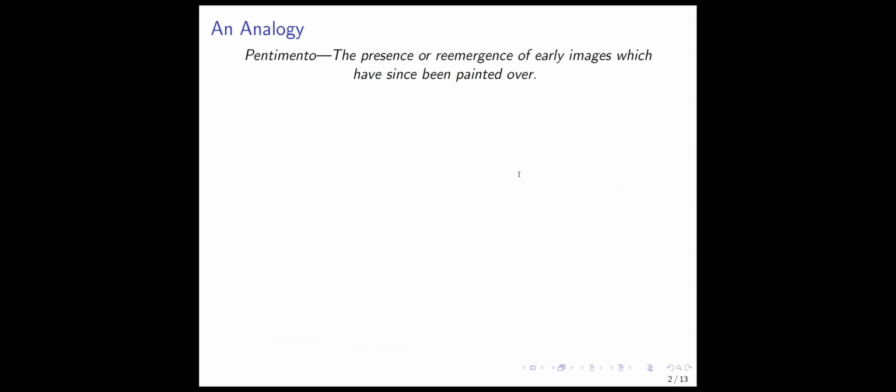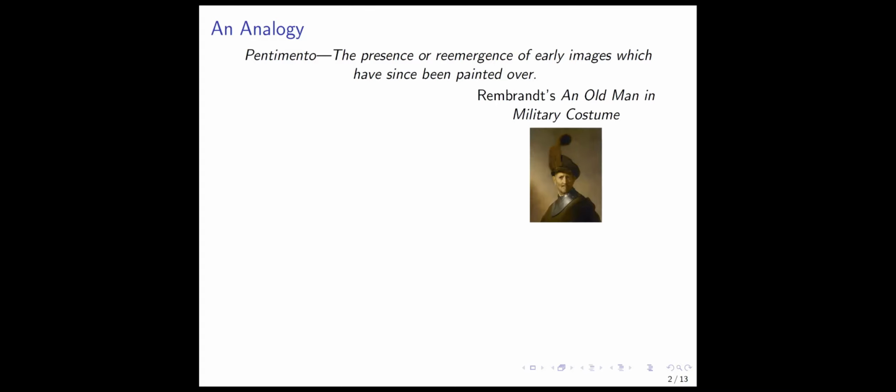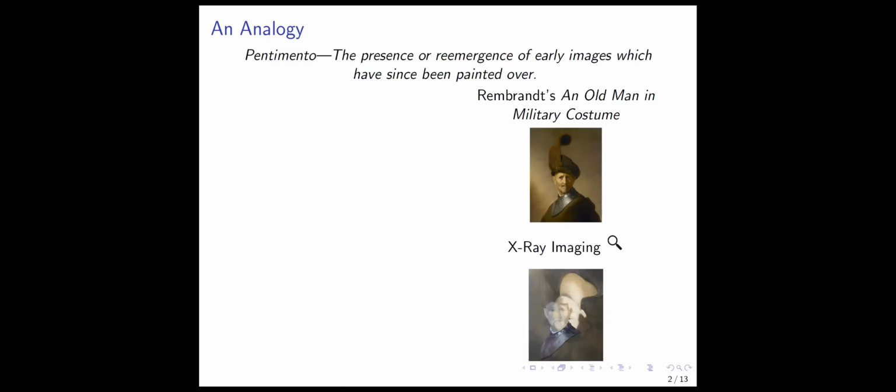So I'll begin with an analogy because I think it's a helpful way to understand the work that we're trying to do here. A pentimento is the presence or reemergence of an early image which has since been painted over. For example, if we look at Rembrandt's An Old Man in a Military Costume, to the naked eye, it looks fairly unsuspecting. But when we apply X-ray imaging techniques, we can reveal artifacts of a previous image that has since been painted over. So why do artists do this? Well, they could be reusing an old canvas, they could be covering up some old mistakes, or they could be trying to censor something that was previously on the canvas.